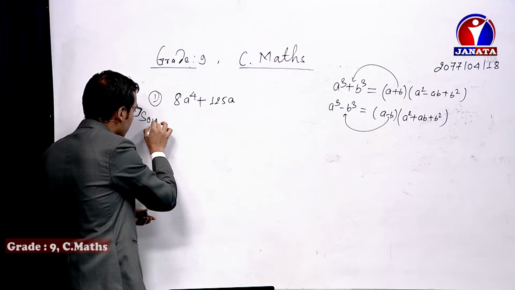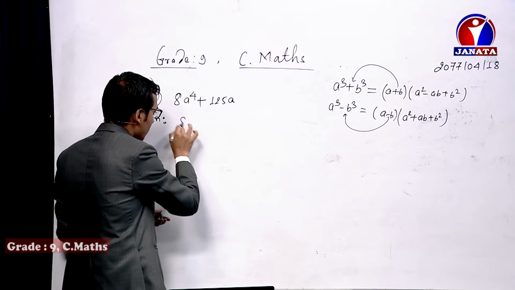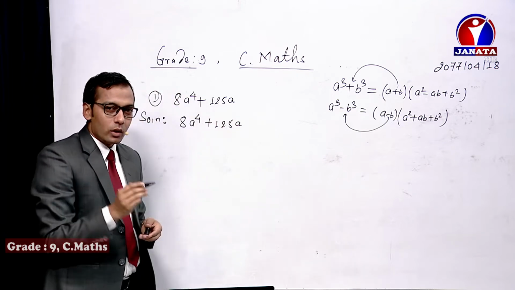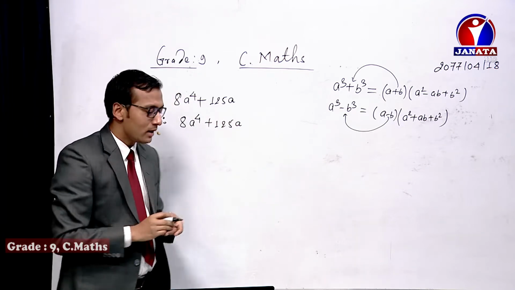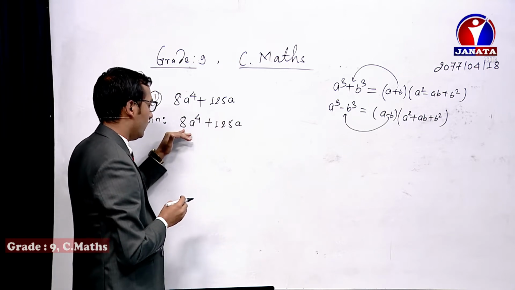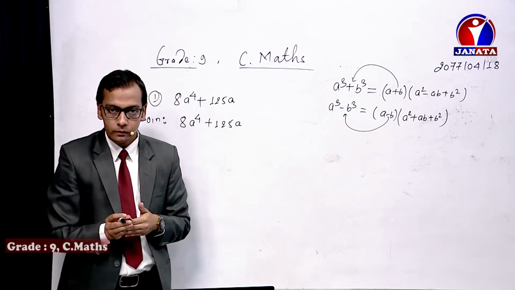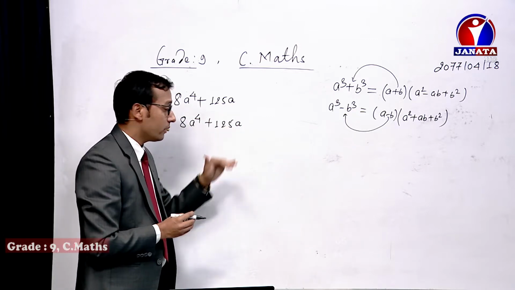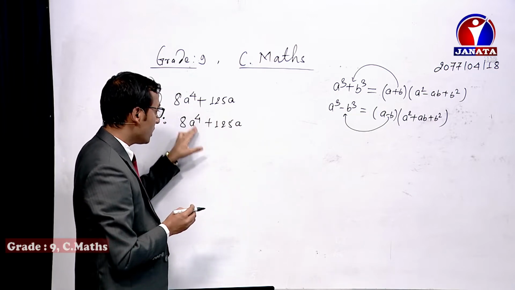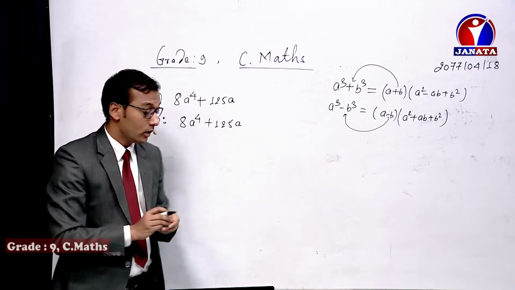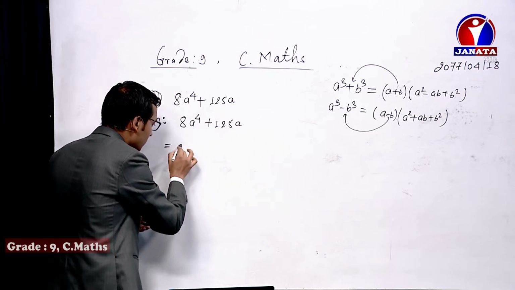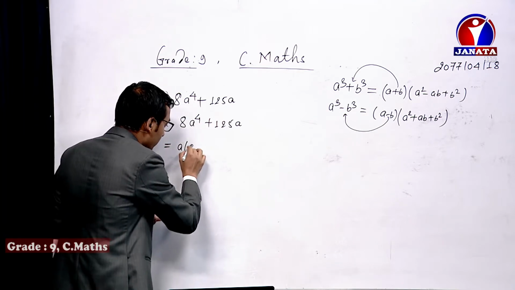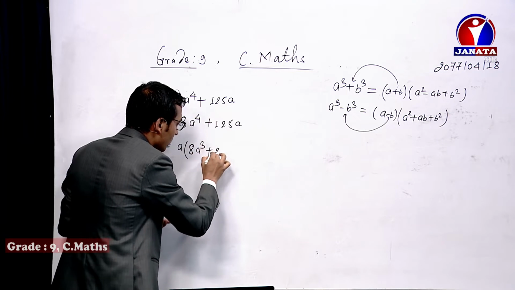Let's try this now. What is the algebraic expression? 8 a to the power 4 plus 125 a. What is the common factor? Is there any common factor between 8 and 125? No. Now let's see what is common later: a to the power 4 and a. Here a is common. So let's take a common first. What are the remaining terms? What is left in the first term? 8 a cube plus 125.